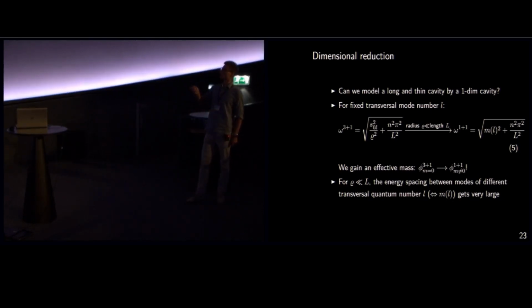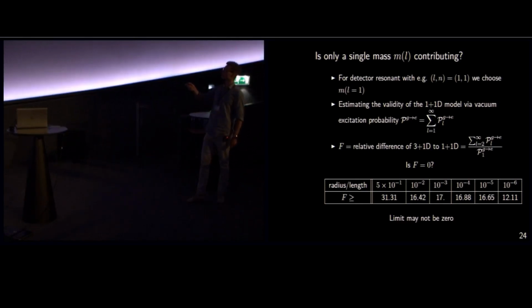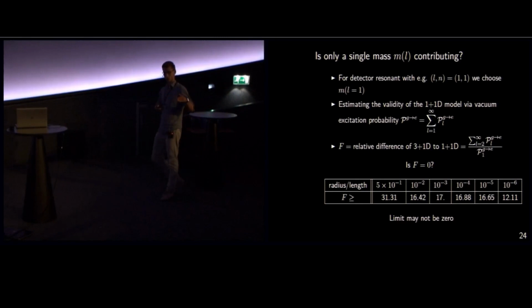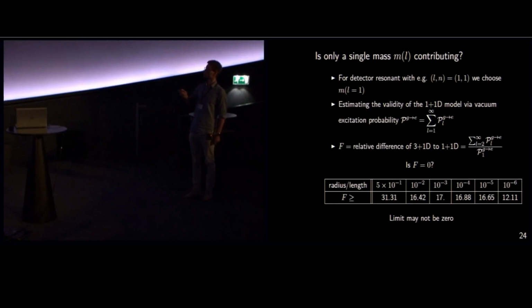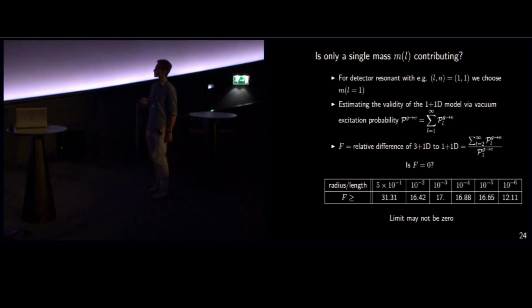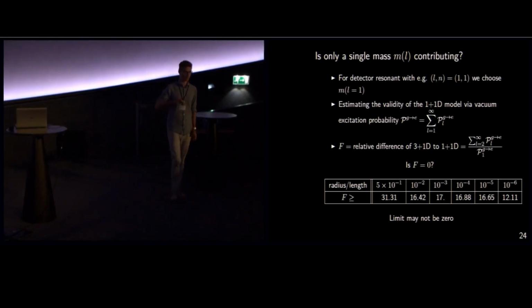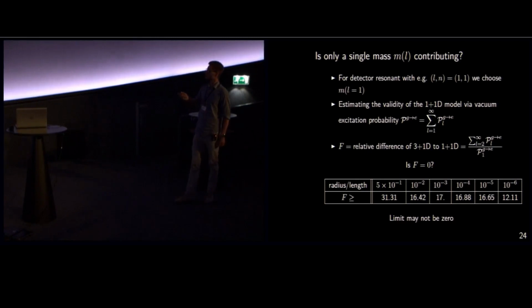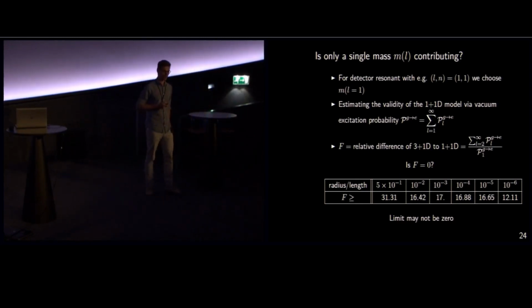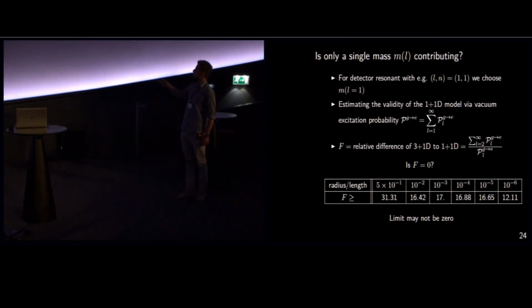And as a measure of validity, we take the vacuum excitation probability and split it up into layers, basically of constant mode number L, and sum it up. And then we take the relative difference to see what is actually the contribution of the 1+1D model to the actual physical model. And we would hope to have something like f equal to 0. But if we go to lower and lower fraction of radius to length, so it would be micrometer to meter extension of the cavity, which is quite reasonable in an experiment, we see it's not 0.